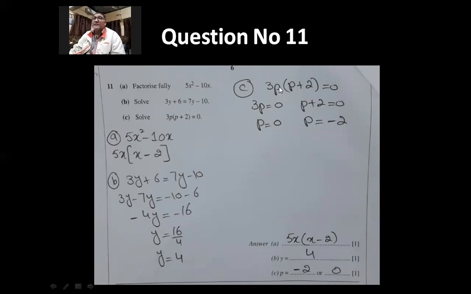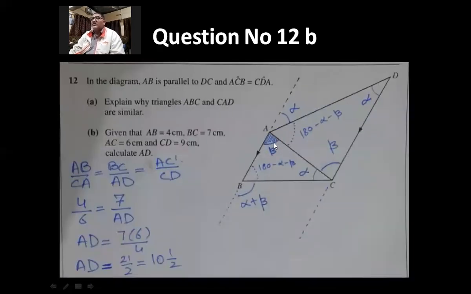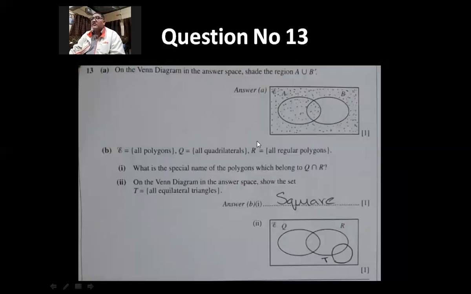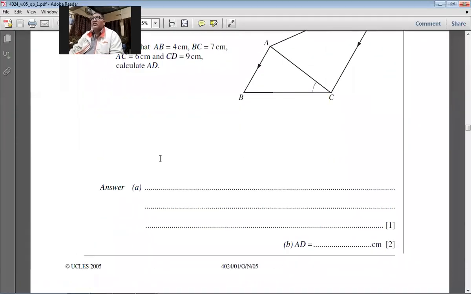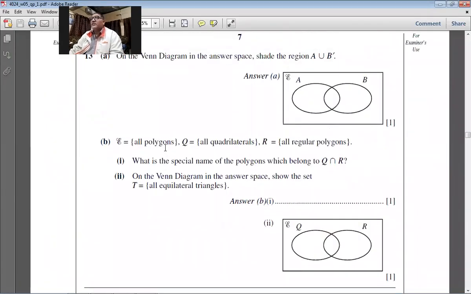Here, the two things are multiplying. Their answer is 0. Either this is 0 or this is 0. We make them 0, and from there we find the value of b. So that was question number 11, and this was question number 13 now coming up on your screen. Let me show you the original question. Question number 13 is coming up on your screen.